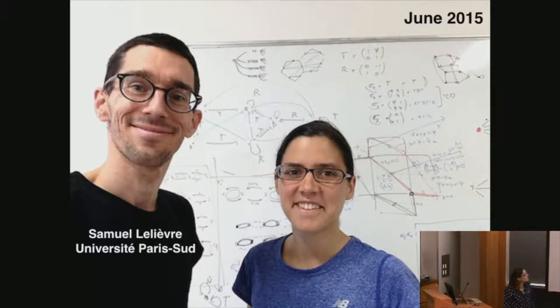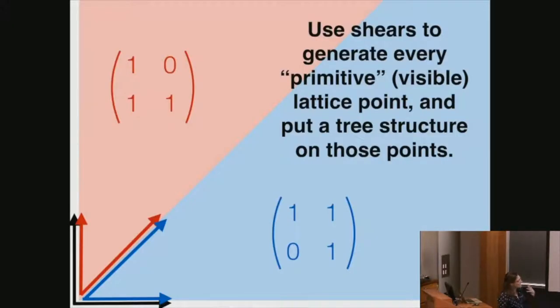Okay, so this is joint work with Samuel Lelièvre, who's a mathematician at Université Paris Sud. And there we are in his office in June 2015, starting to work on this project, or actually continuing this project. So here's the idea. As I said, we're going to do things for the square first and then go to the pentagon. So we're going to use these shears. This is a horizontal shear, and this is a vertical shear, and generate every primitive lattice point.